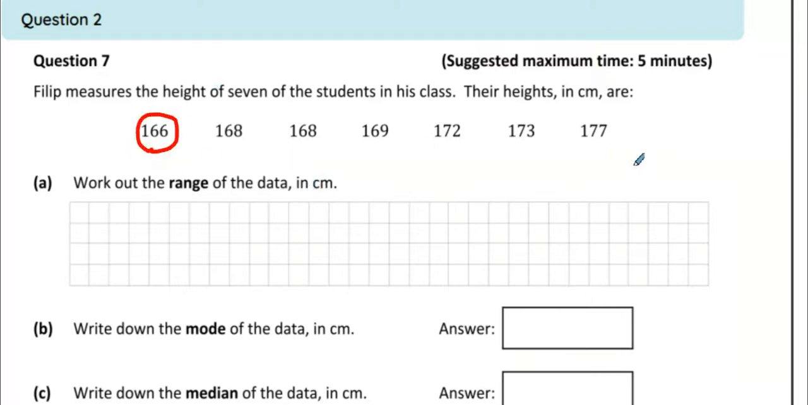Top score minus bottom score. Lads, 177 minus 166. 11, is that all right? Lads, everybody happy enough with the range? Happy enough? Cheers.